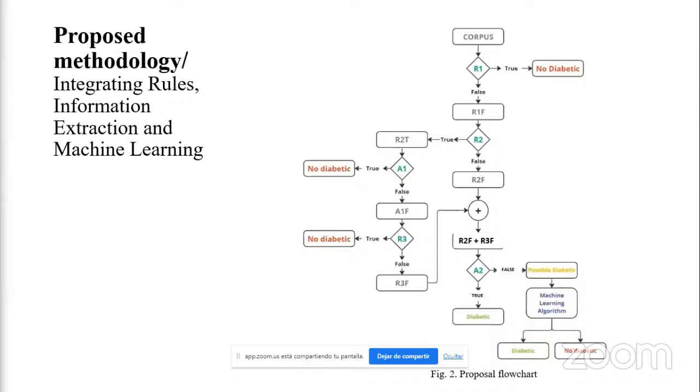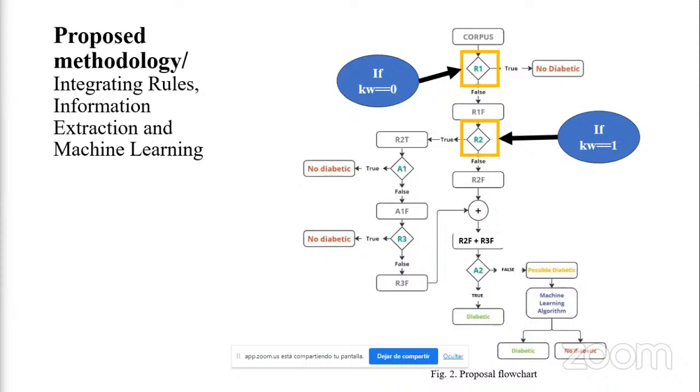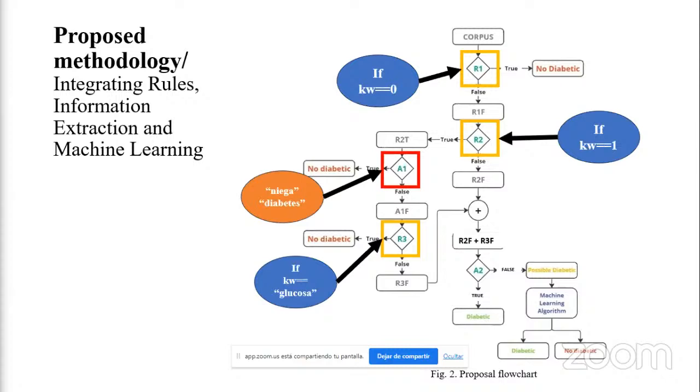So in the integration of rules, information extraction, and machine learning, we propose the following flow. The first rule, if keywords is equal to 0. The second rule, if keywords is equal to 1. Then the first structured information, that if the condition is diabetic, the third rule, if the keyword is glucosa, and A2, if this condition is affirmed. So in this part, the clinical note is labeled as possible diabetes. In this part, we implemented machine learning algorithms.